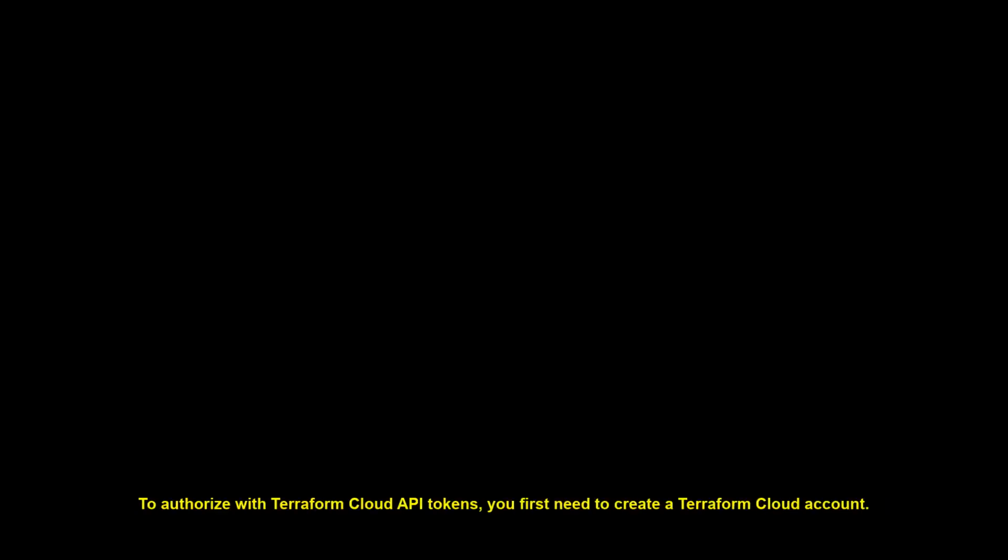To authorize with Terraform Cloud API tokens, you first need to create a Terraform Cloud account. Once you have your account, log into the Terraform Cloud web interface. Navigate to the user settings by clicking on your profile icon in the top right corner. In the user settings menu, look for the tokens section.